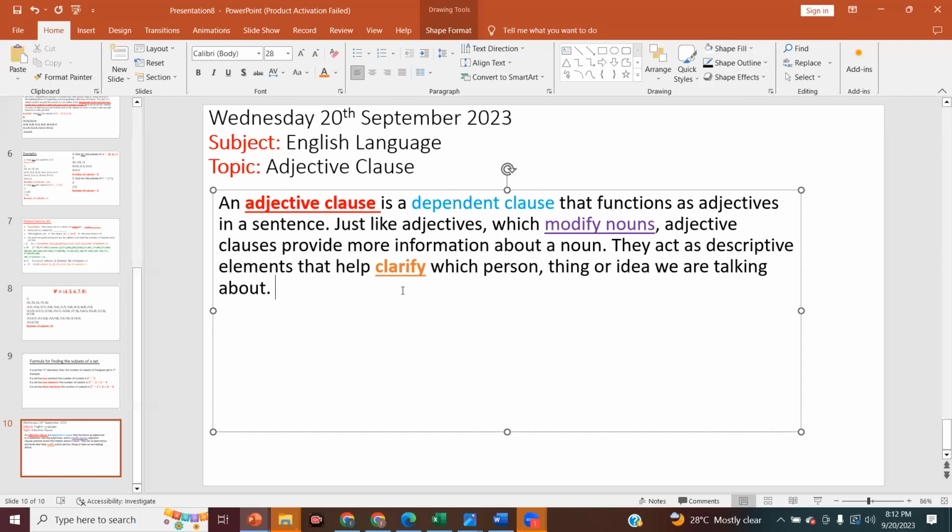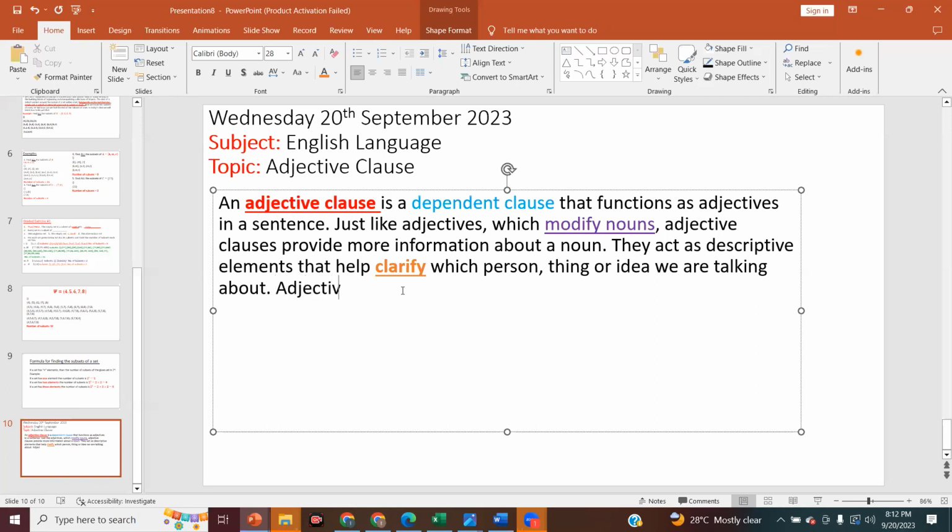Okay, so when we talk about adjective clauses, how can we identify them? That's the thing. We know what they do. They clarify, they modify, they add more detail, they explain stuff. But the question is, how do we identify it? There's a really simple way to identify adjective clauses.